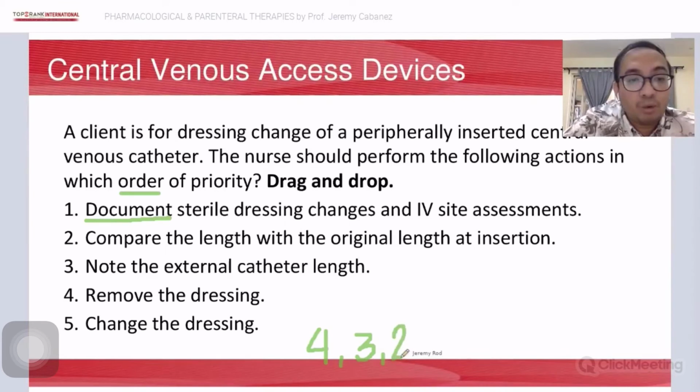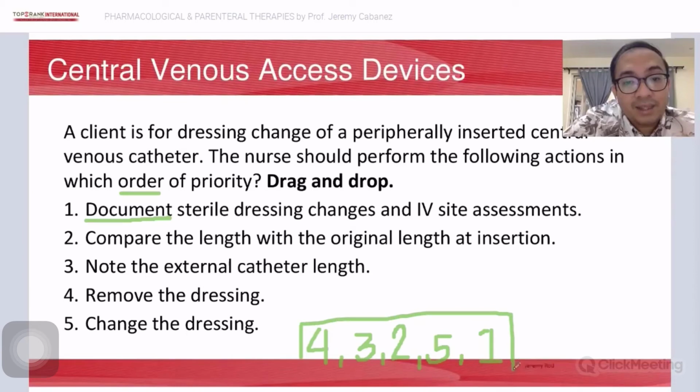Followed by number 2, compare the length with the original length at insertion. So pag na-compare mo na at alam mo that this is also the same as before, you can now change the dressing in number 5. And after changing the dressing, that's your number 1. Document all the things that you have done. So ito yung tinatawag nating drag and drop.